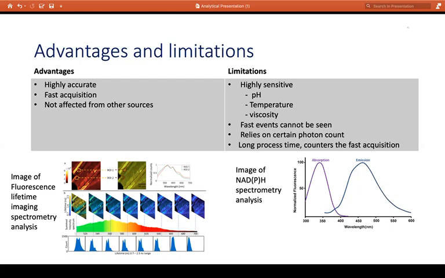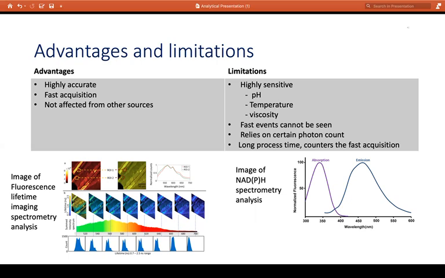Compared to a similar method such as NADPH spectrophotometer, the fluorescent lifetime imaging spectroscopy method is far superior. As within NADPH, intensities from the fluorophores result in an overlap which cannot be separated. This makes the FLIM method significantly more accurate, as it allows for the acquisition of the data to be more concise and more efficient.